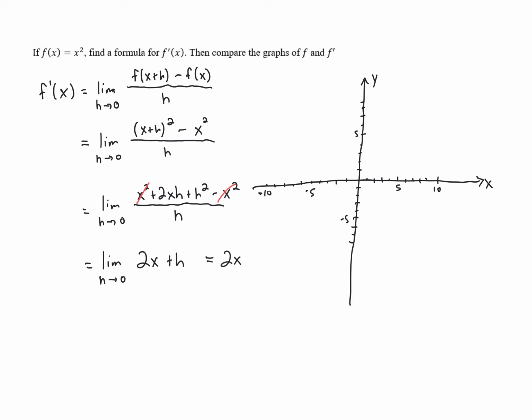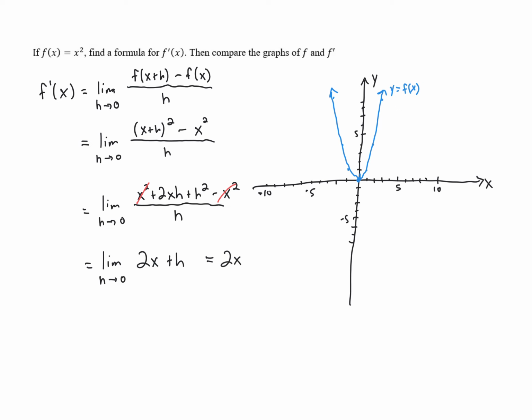Perfect. Our original function f of x equals x squared is a parabola. The vertex is the origin, and then it goes through (1, 1), (2, 4), (3, 9), and (negative 1, 1), (negative 2, 4), (negative 3, 9). Looks something like this. This is our graph of y equals f of x.